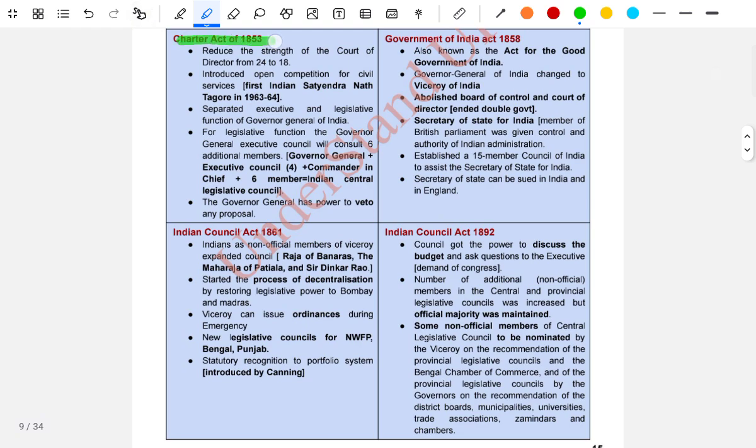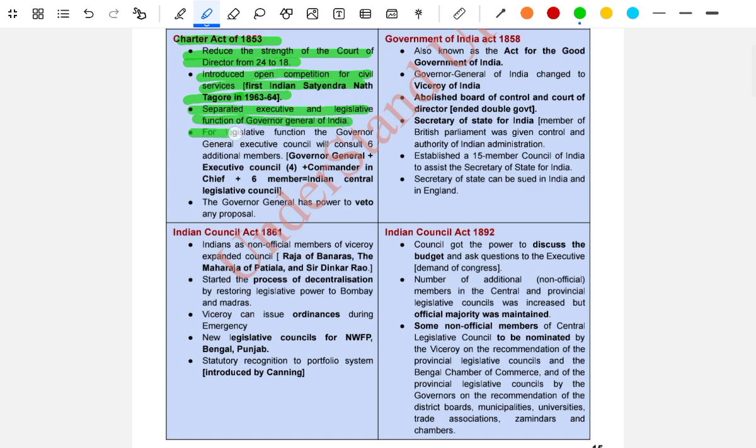Charter Act of 1853. It reduced the strength of the Court of Directors from 24 to 18. It introduced open competition for the civil service. The first Indian was Satyendranath Tagore in 1863 to 64. It separated the executive and legislative functions of the Governor General of India.